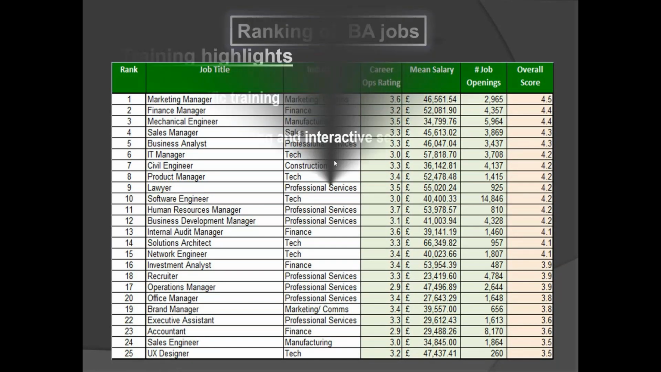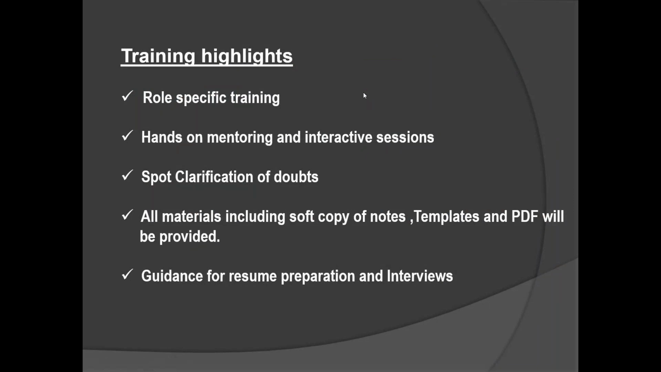Then training highlights. Here, what kind of training you are going to get? So first one is role specific training. What is role specific training means? Here, I am going to explain you each and every topic theoretically and practically. I will show the way to apply that concept. In case you are unable to understand that concept, we are going to have a role play. That means you will be treated as a BA and I will be treated as a client, and we are going to have a conversation as a client and BA. So that is nothing but role specific.